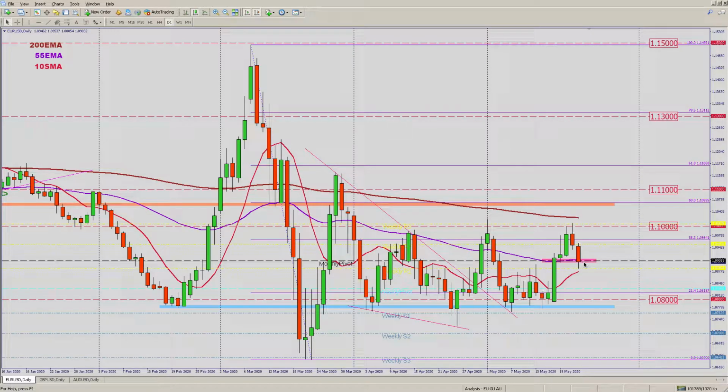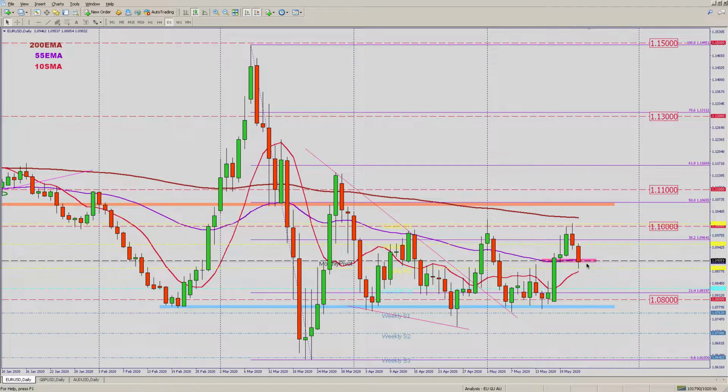Pull back towards the second half of the week, right back to the intermediate resistance, now turned support, right at the daily 55 and the monthly pivot again. So just around the 109 level.